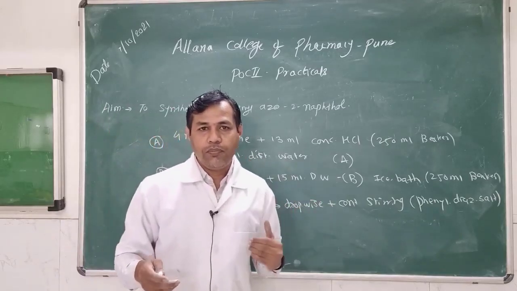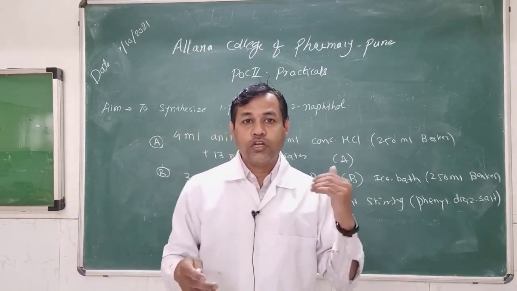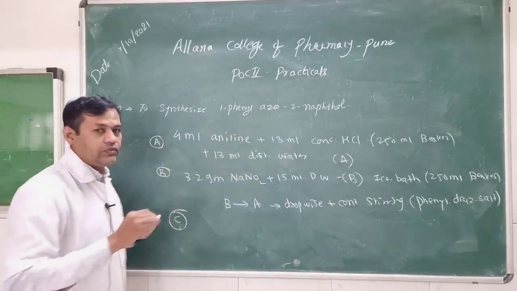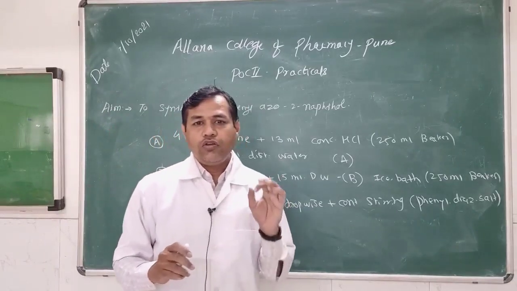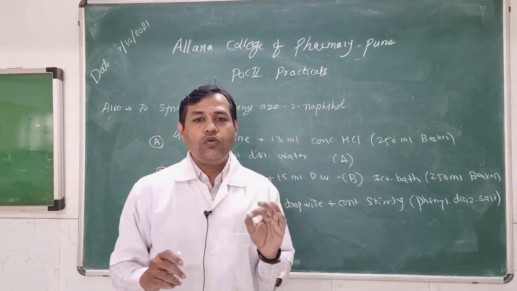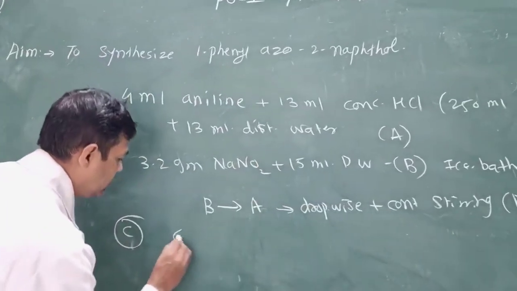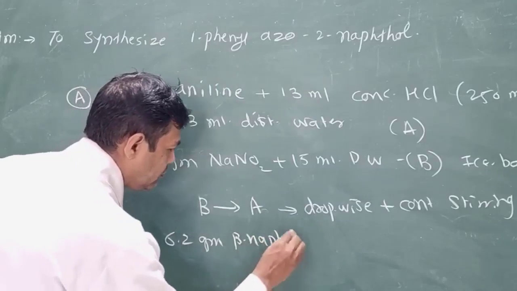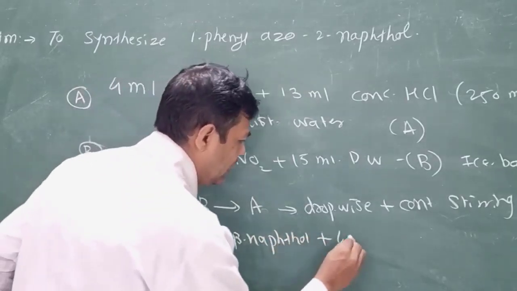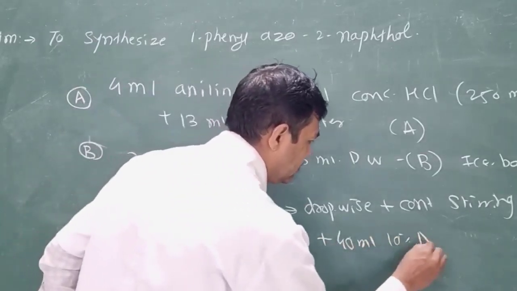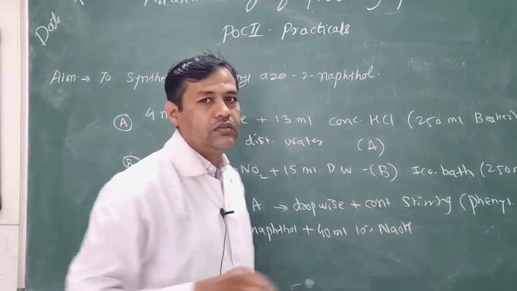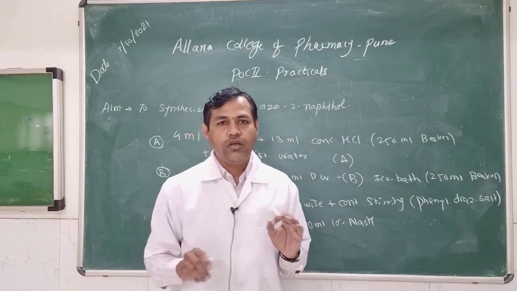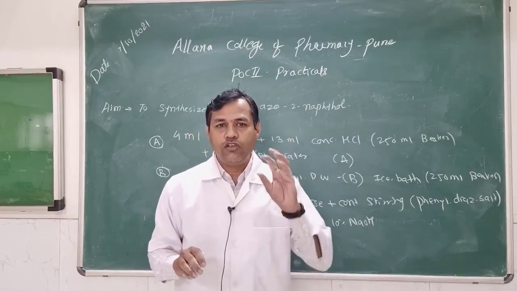Now what we have to prepare is the next solution. That is a beta naphthol solution. I am calling it solution C. What is solution C? You have to dissolve 6.2 gram of beta naphthol in 40 ml of 10% NaOH solution. This solution we are giving the name solution C.